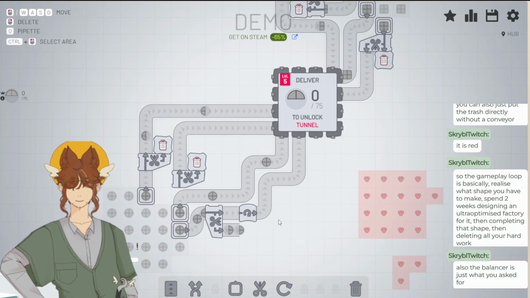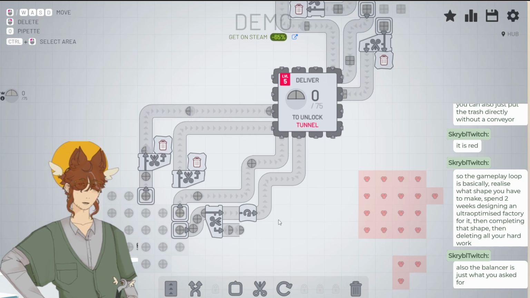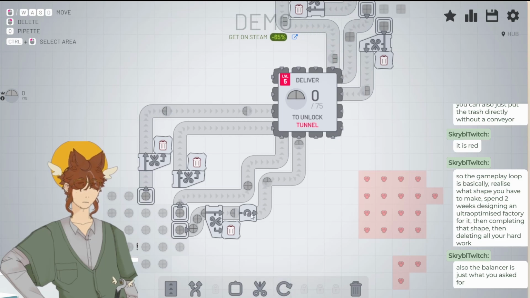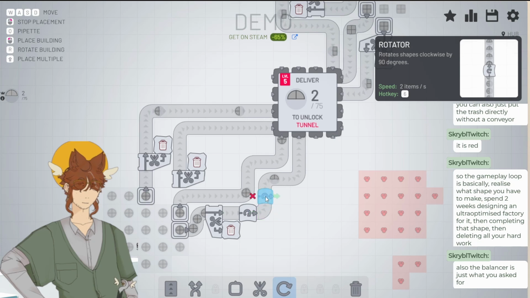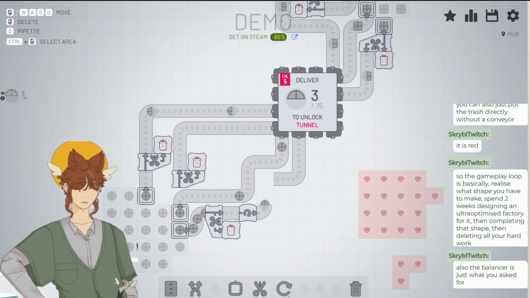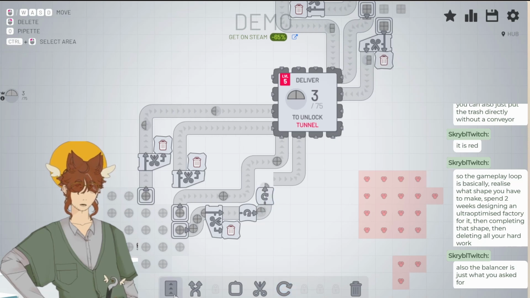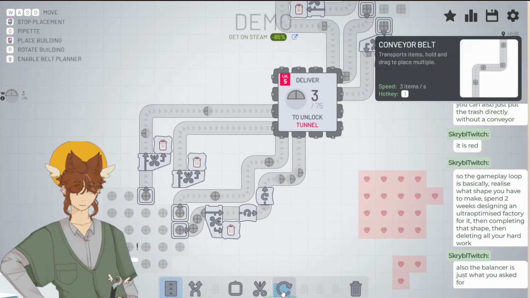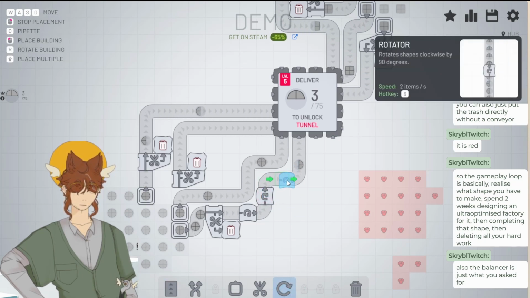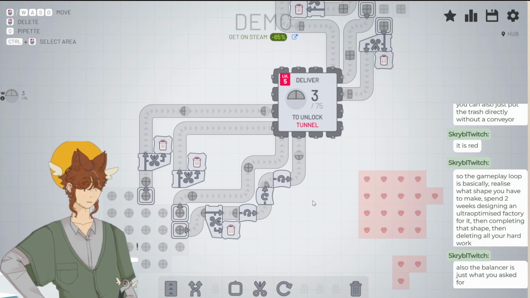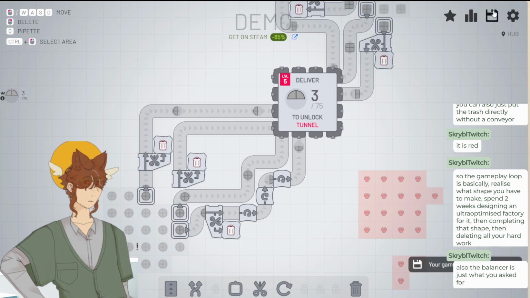Gameplay is realize what shape you have to make, spend 2 weeks designing an ultra complicated factory, then complete that shape, then delete all your hard work. I mean, that's kind of frustrating, you know? Oh, I just have to, wait, can I rotate them the other way? Hey guys, let me show you a cool hack. 3 lefts make a right. Don't worry about it. This is cool, I could get into this.